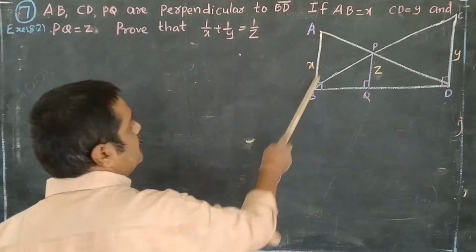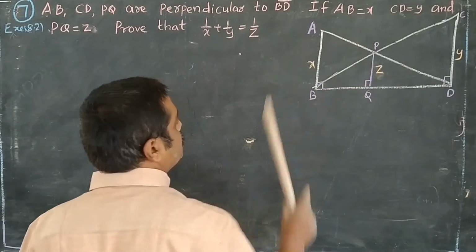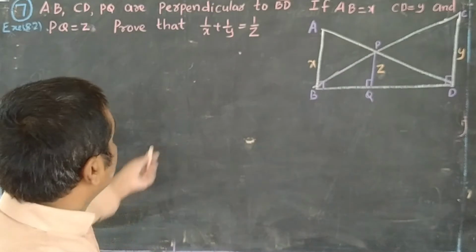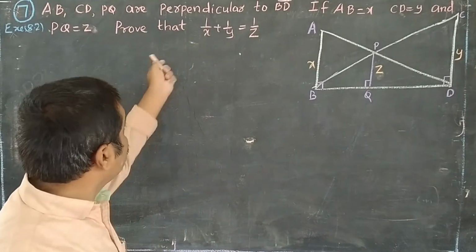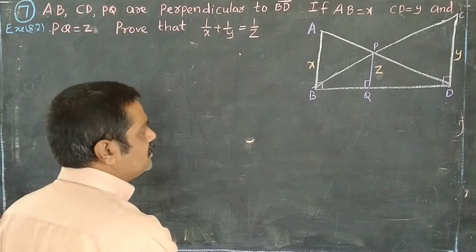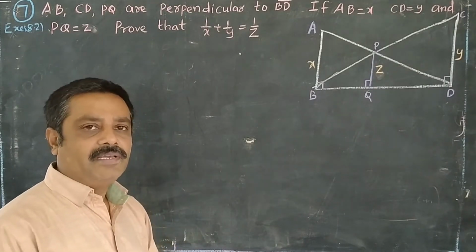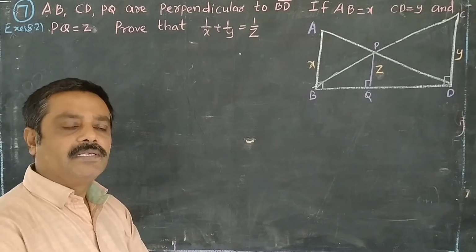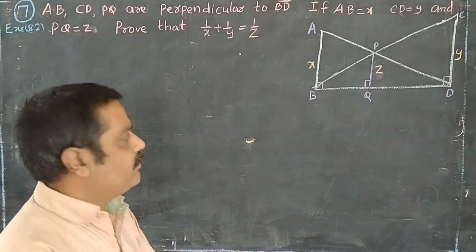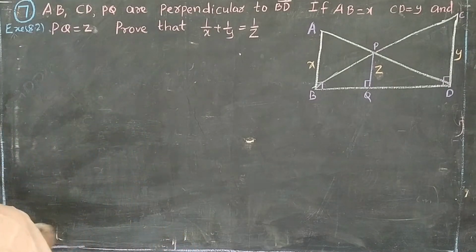Given AB is equal to X, CD is equal to Y, and PQ is equal to Z. He is asking us to prove that 1 by X plus 1 by Y is equal to 1 by Z. A simple question. Take the help of our similarity criteria only, find the similarity criterion and get the answer. Clear? I am going to prove this statement.